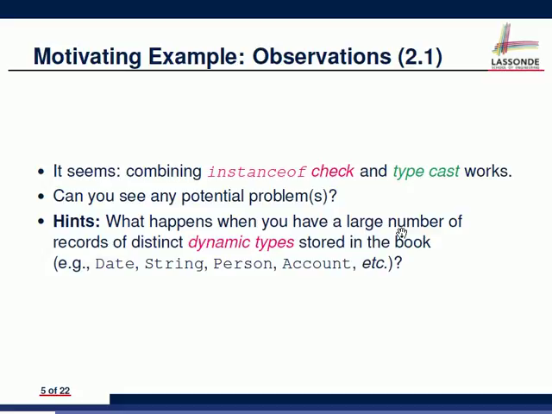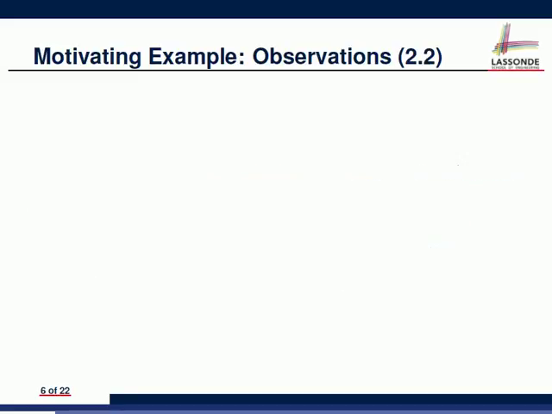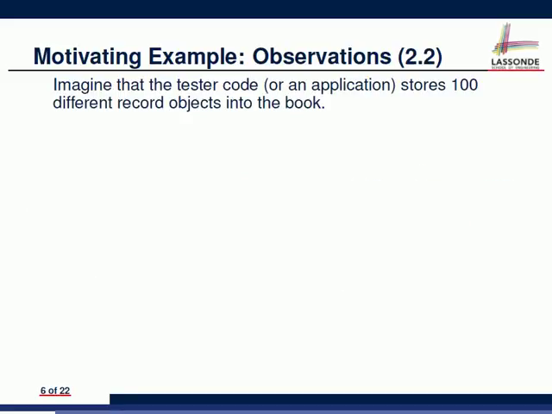Now, I'll give some idea. Imagine this. Let's say we have a large number of record types that we may want to store into the book. It can be dates, string, person, account, my utilities. It can be assessment, grading components, whatever classes you have seen so far, anything. Because the static type for the array is simply just object, anything can be stored into it. So now, what can be the problem for this?